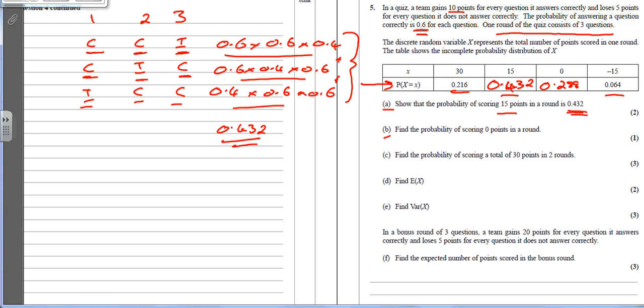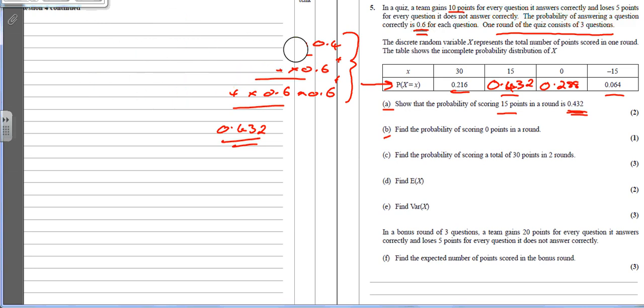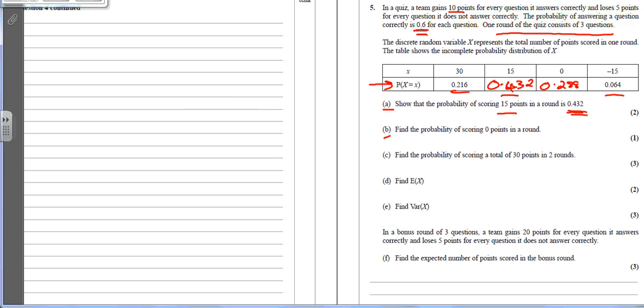Find the probability of scoring a total of 30 points in 2 rounds. But now what you've got to do, again with these questions, is work out all the different combinations. So in order to get 30 points in 2 rounds, I'm going to have round 1, I'm going to have round 2. I could get 30 points in the first round and 0 points in the second round. Or I could get 15 points in round 1 and 15 points in round 2. Or I could get 0 points in round 1 and 30 points in round 2. If I get minus 15 in round 1, there's no way I can end up with a total of 30 points in 2 rounds. So again, what I've got to do is work out those totals.